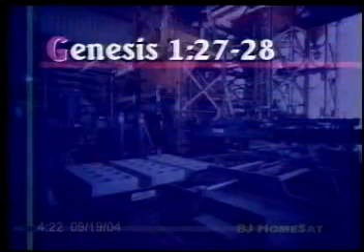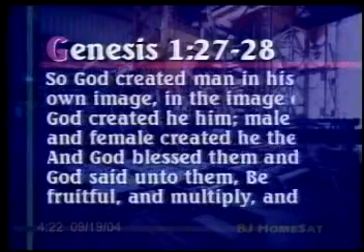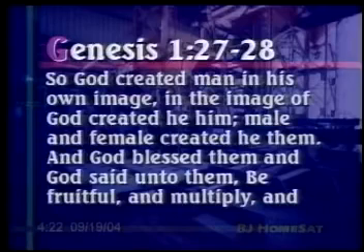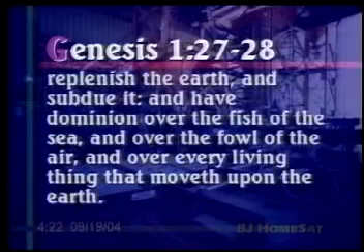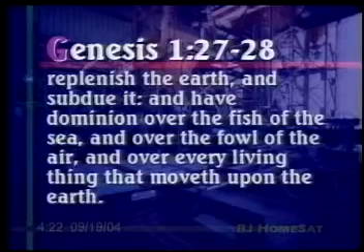Genesis 1:27 through 28. Go ahead and read along with me. So God created man in his own image. In the image of God created he him. Male and female created he them. And God blessed them, and God said unto them, Be fruitful, and multiply, and replenish the earth, and subdue it, and have dominion over the fish of the sea, and over the fowl of the air, and over every living thing that moveth upon the earth.